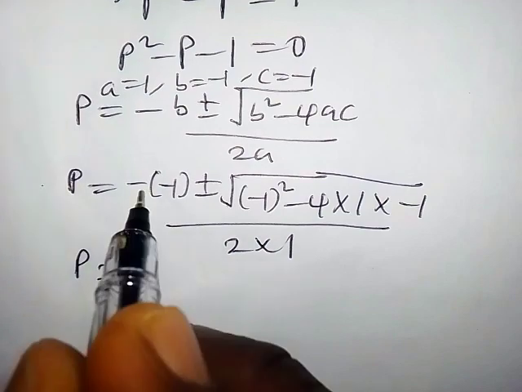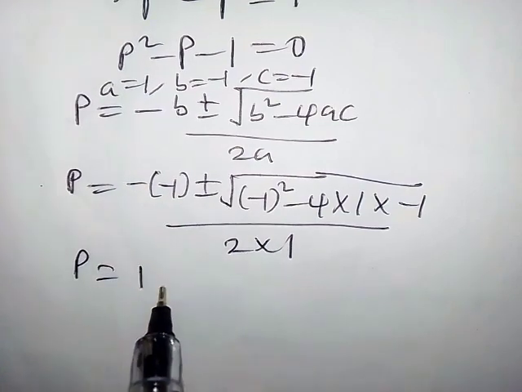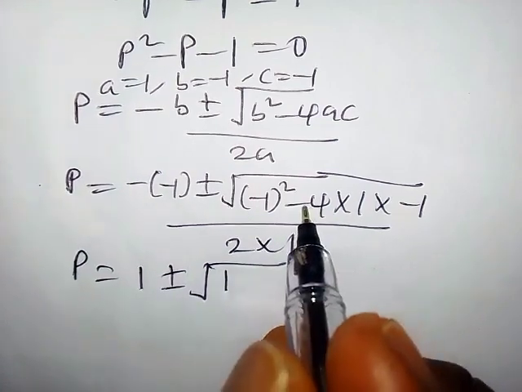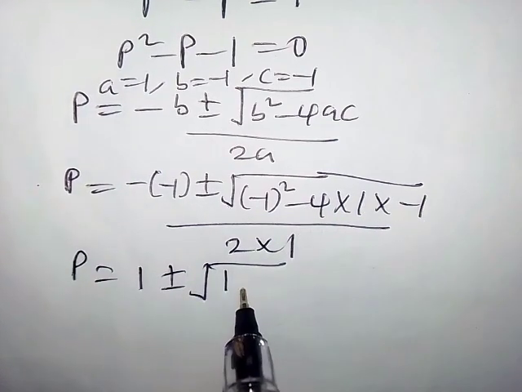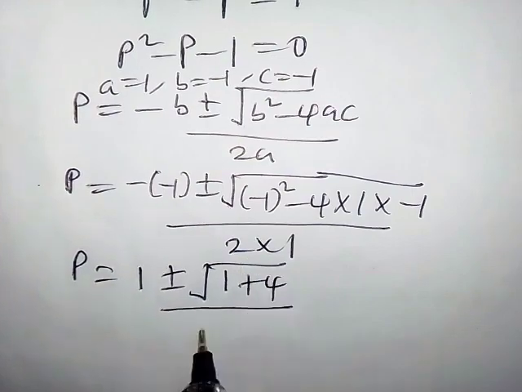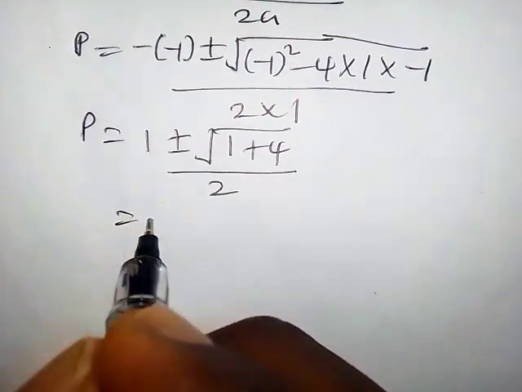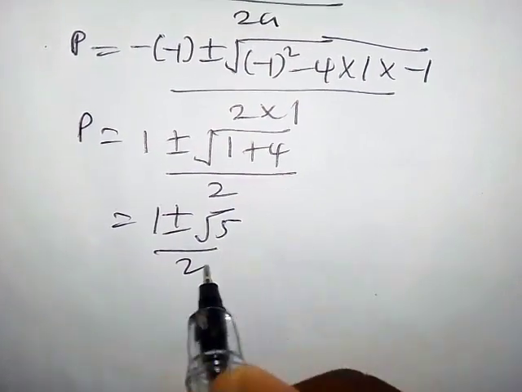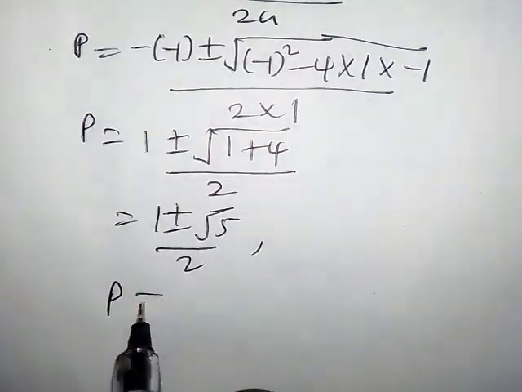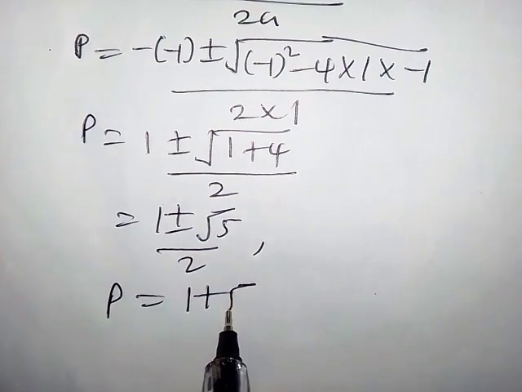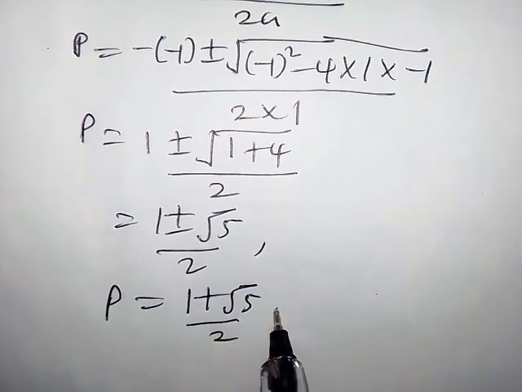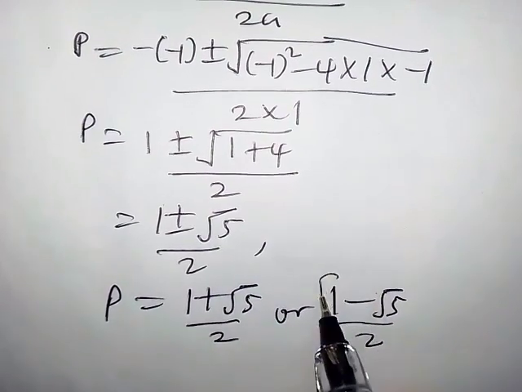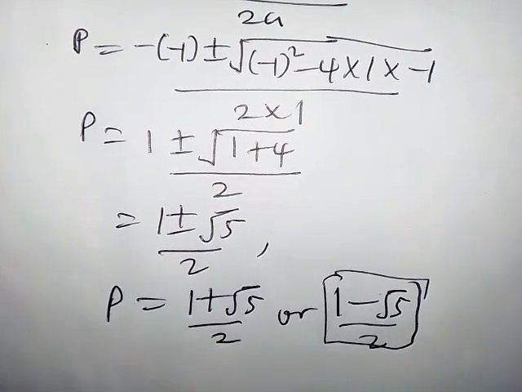So we're going to have minus 1 times minus 1, that's 1, plus or minus. Minus 1 squared, that's 1. Minus 4 times 1 times minus 1, that's plus 4. Over 2 times 1, which is 2. So we have 1 plus or minus square root of 5 over 2. And this implies that p equals 1 plus root 5 over 2 or 1 minus root 5 over 2. But we are going to ignore this value because it's going to give a complex solution.